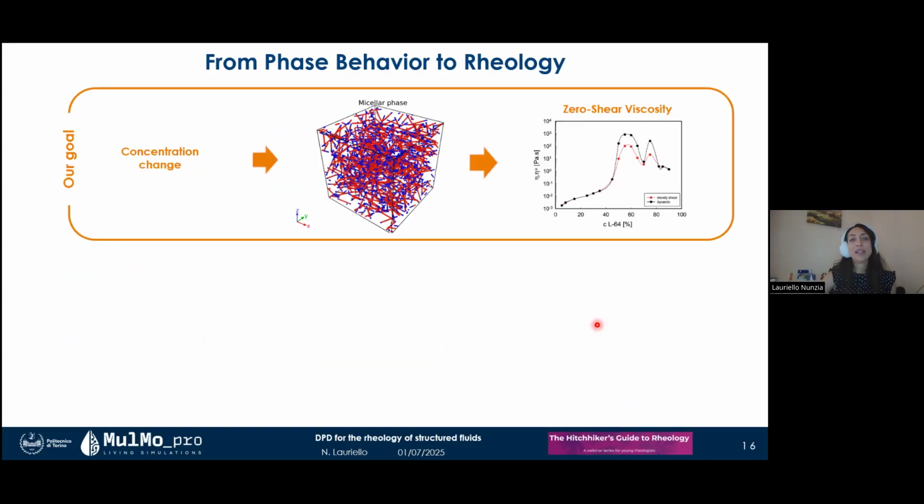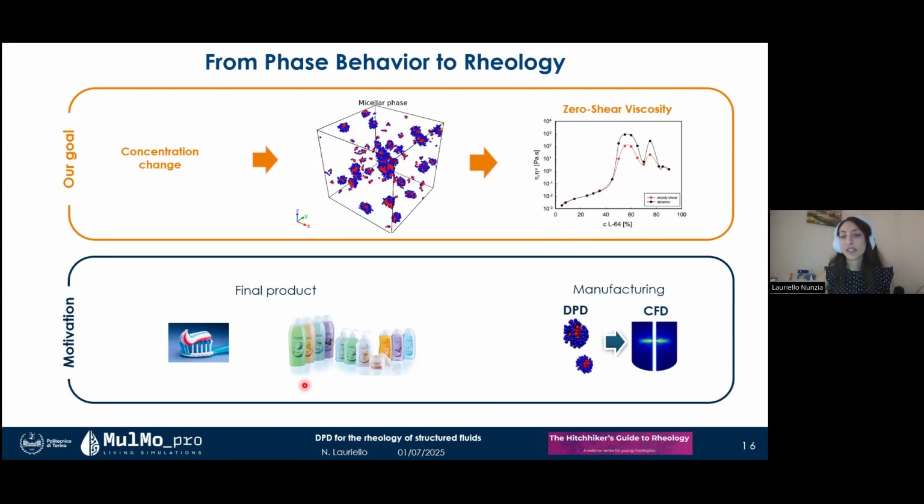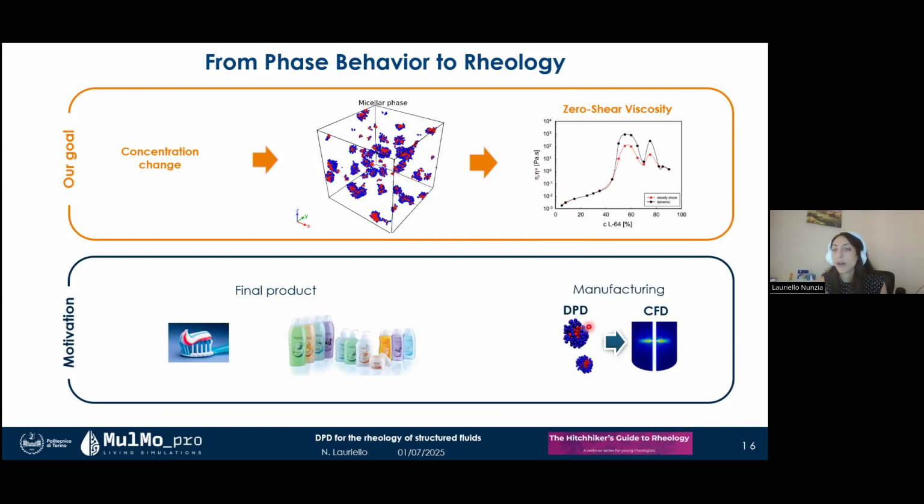But as anticipated, our focus in this work is the rheology. So we want not only to reproduce the phase diagram, but also the zero shear viscosity experimental trend with respect to concentration. This type of prediction has immediate application in assessing the quality of the final product, but at the same time is also an intermediate result in a multi-scale framework where rheological properties are output of DPD simulation, but at the same time input properties of a CFD simulation.